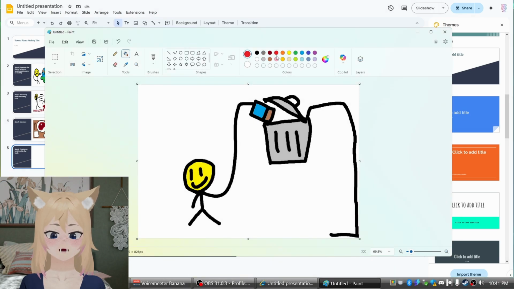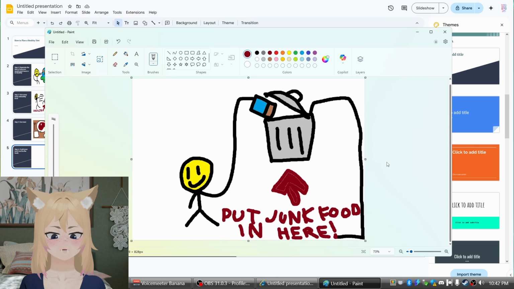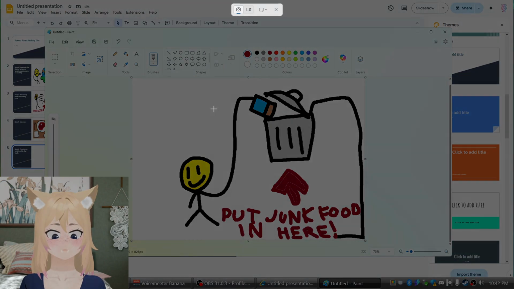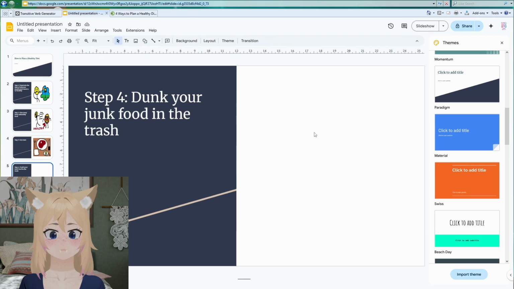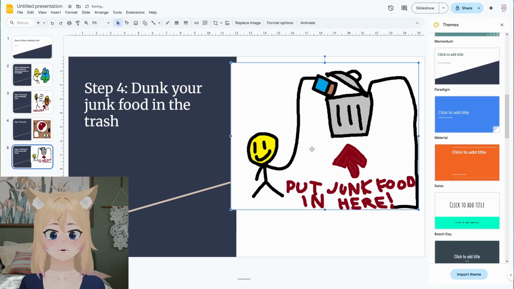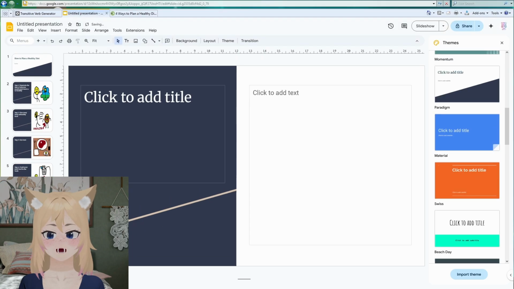I should probably specify that we're putting food in the trash and not taking it out of the trash. Now, this is a good diagram, very specific. Can't possibly be misinterpreted by anyone. So let's take a picture and put it in our lovely how-to here. Last and final step on how to plan a healthy diet.